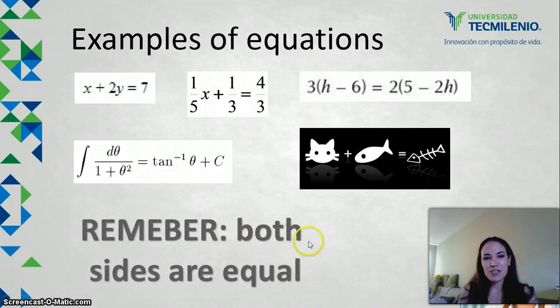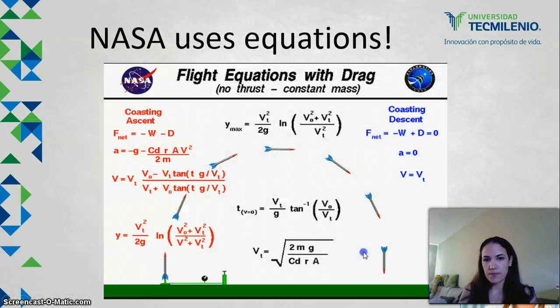So examples of equations. You can think of these equations that I'm showing right here in the presentation, and one of them you can think of the funny one that is in here about the cat. So a cat plus a fish, either alive or dead, is gonna equal the skeleton of a fish, because the cat is usually gonna eat it. Okay. Some of these equations may seem really difficult, but they may not really be so difficult if you start looking into them and try to see what they are trying to represent. But the important thing to remember is that both sides are going to be equal, okay?